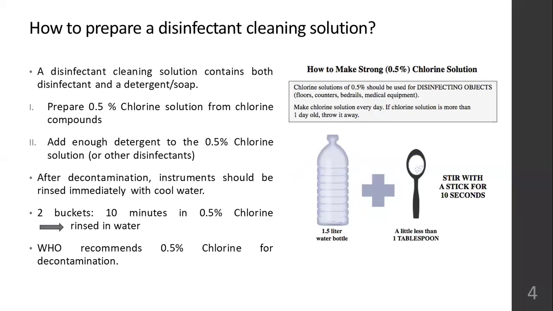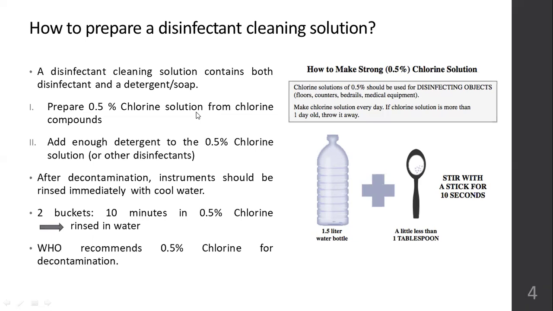So how do you prepare this decontamination solution, the disinfectant cleaning solution? A 5% chlorine solution can be used. WHO has also mentioned that a 0.5% chlorine solution can be used for decontamination. How do you make this 0.5% chlorine solution? You have to take 1.5 liters of water, add a little less than a tablespoon of bleaching powder.